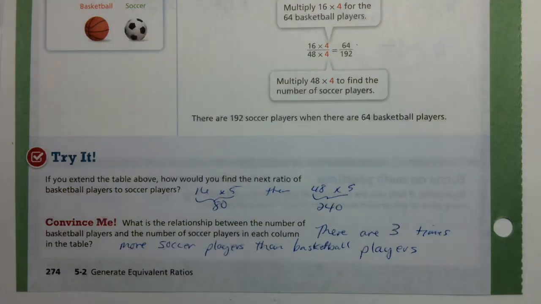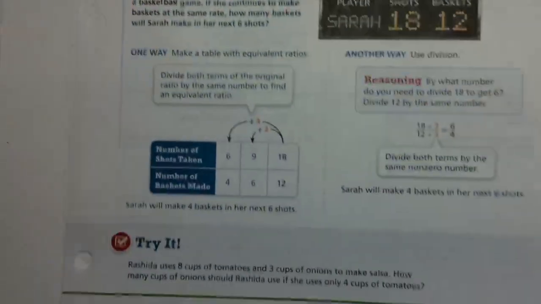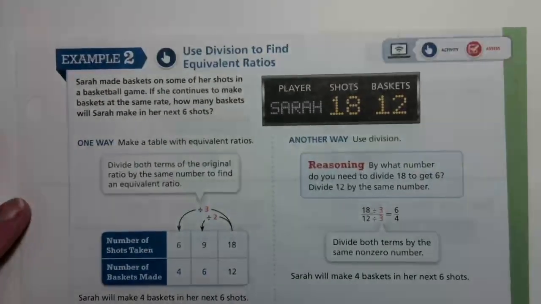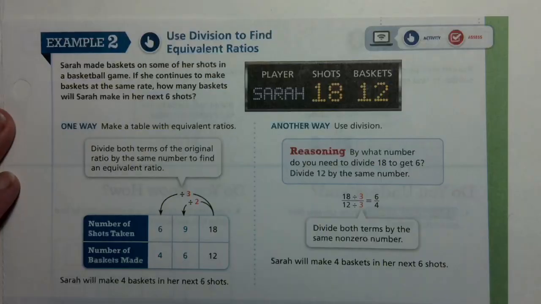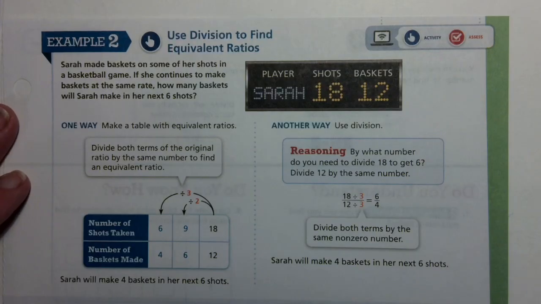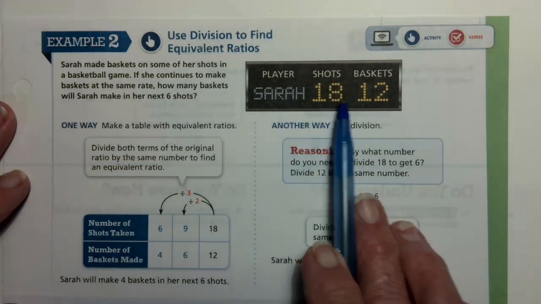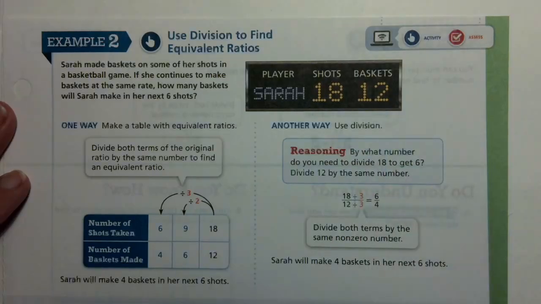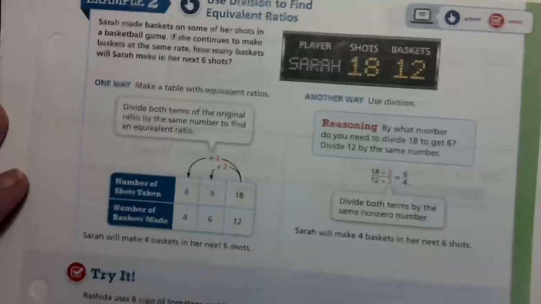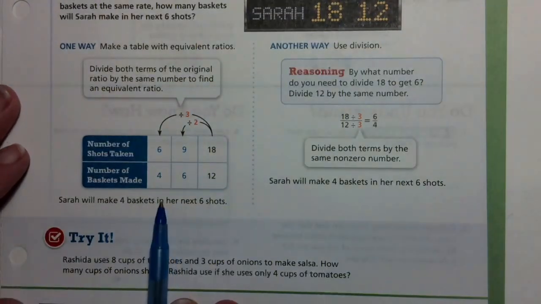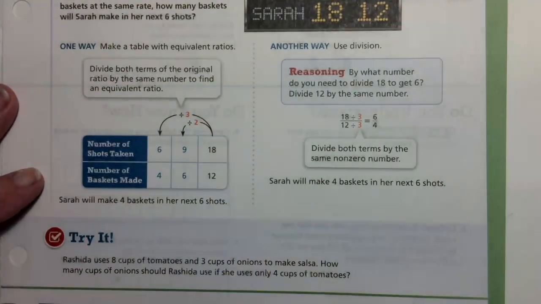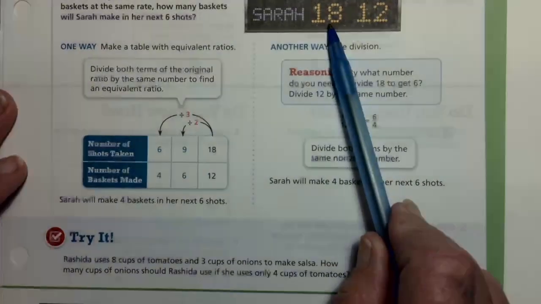Alright, let's go to page 275, example 2. Sarah made baskets on some of her shots in a basketball game. If she continues to make baskets at the same rate, how many baskets will Sarah make in her next 6 shots? So she's taken 18 shots and she made 12 of them. All right, so in this way right here, they're going to make a table and they're going to work backwards till they can get that down to 6 shots.